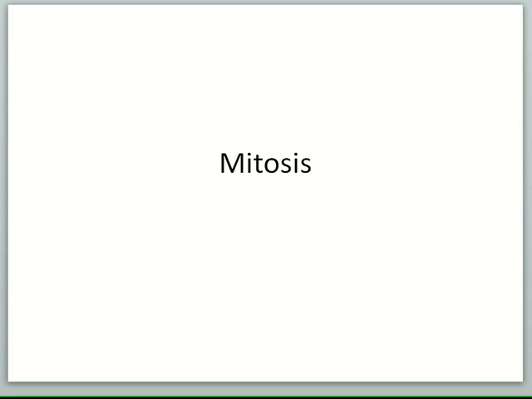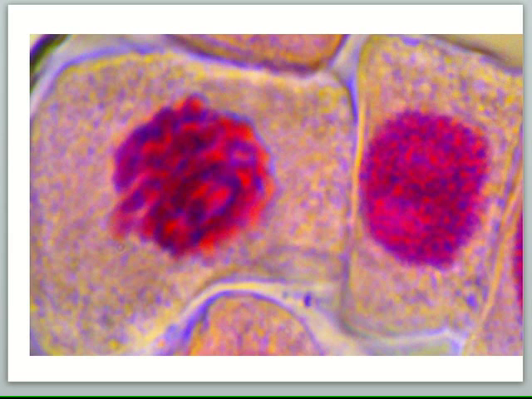The first stage of mitosis, and we'll have 4 stages, and we'll be naming them according to what's happening in the stage as opposed to its actual scientific name. But the first stage is called the condensing stage or phase.